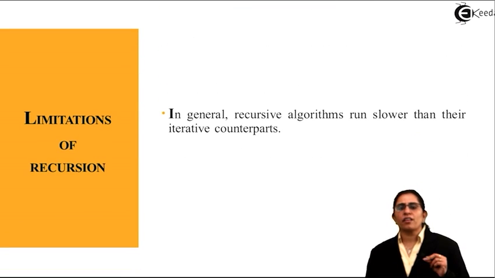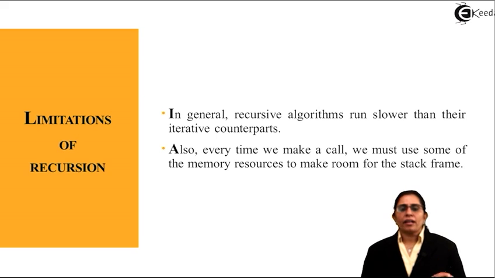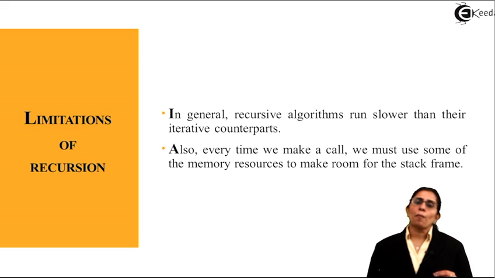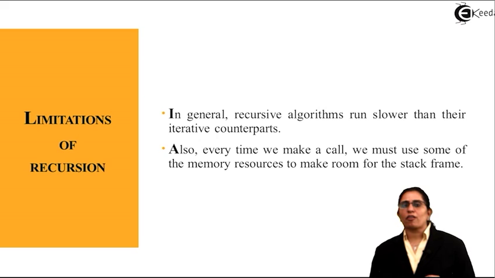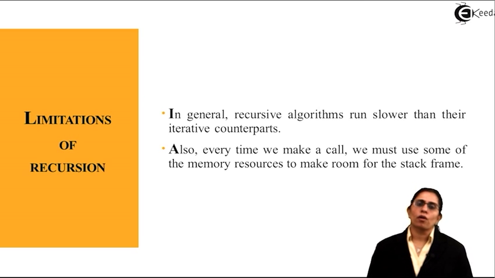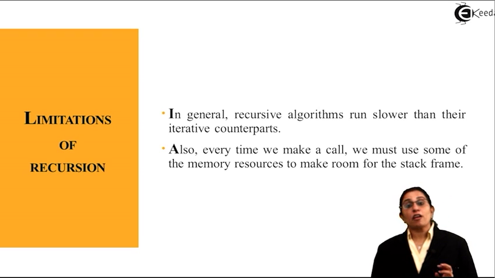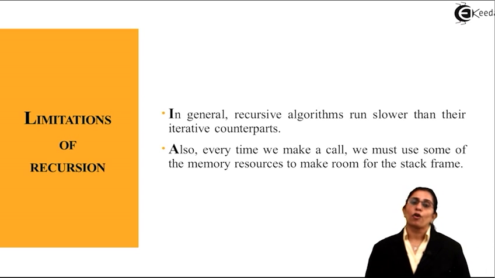Recursive algorithms usually run slower than their iterative counterparts. Every time we make a call to a function, we must use some memory resources for the stack frame. Now why do we need a stack frame over here? We need a stack frame because we have to store the address location and the calling point of that particular function. If we do not store the calling point of the function, then we lose track of where we have to return after we have jumped to that particular location.